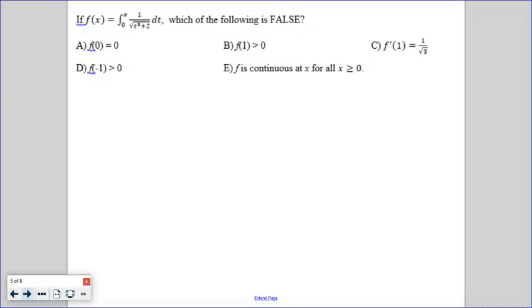All right, this one takes a little bit of creativity. It says if f of x is equal to the integral from 0 to x of 1 over the square root of t cubed plus 2 dt, which of the following is false? A couple things, and I would assume that this problem is non-calculator. And so they ask us both about the function itself and its derivative.